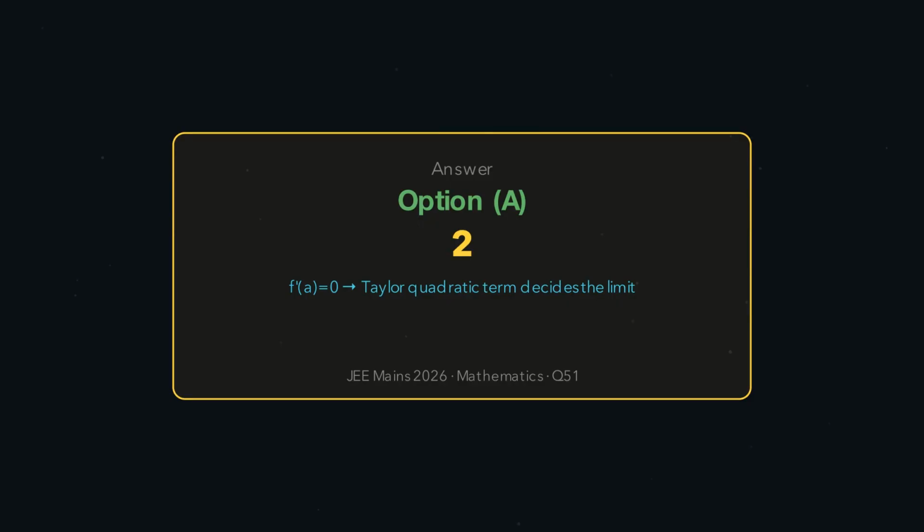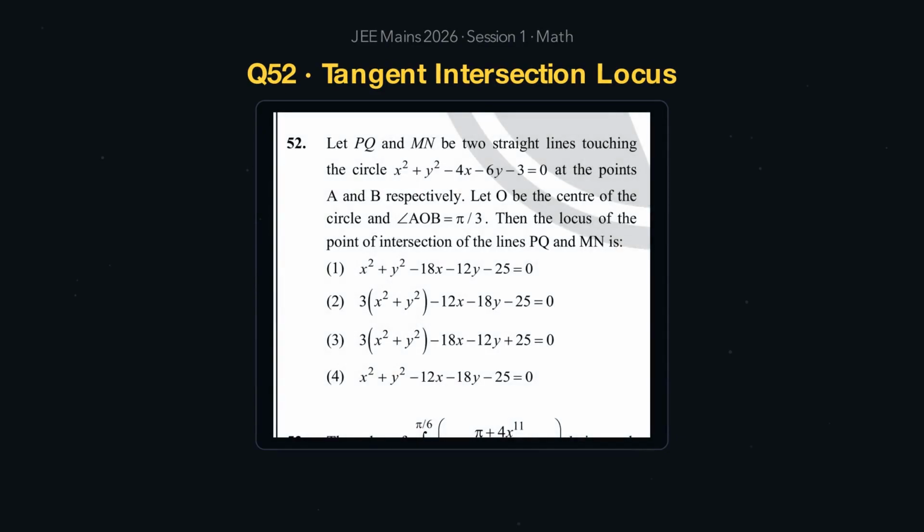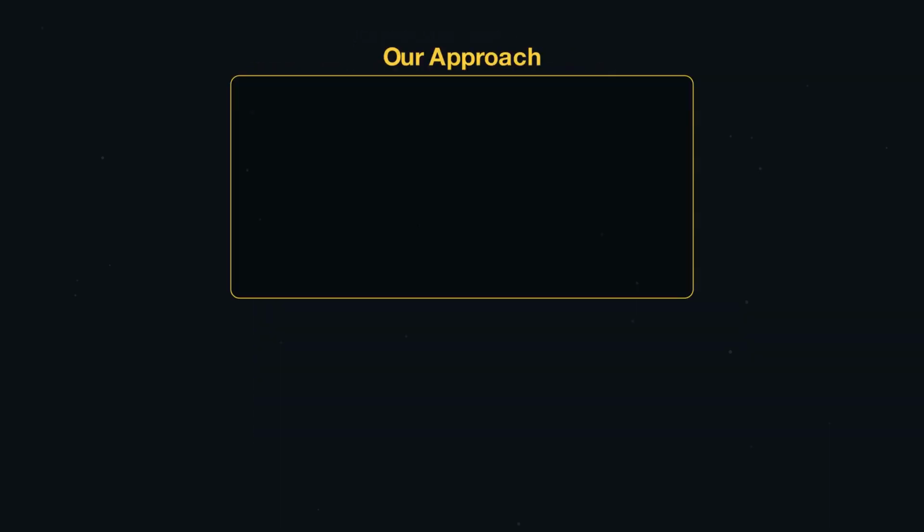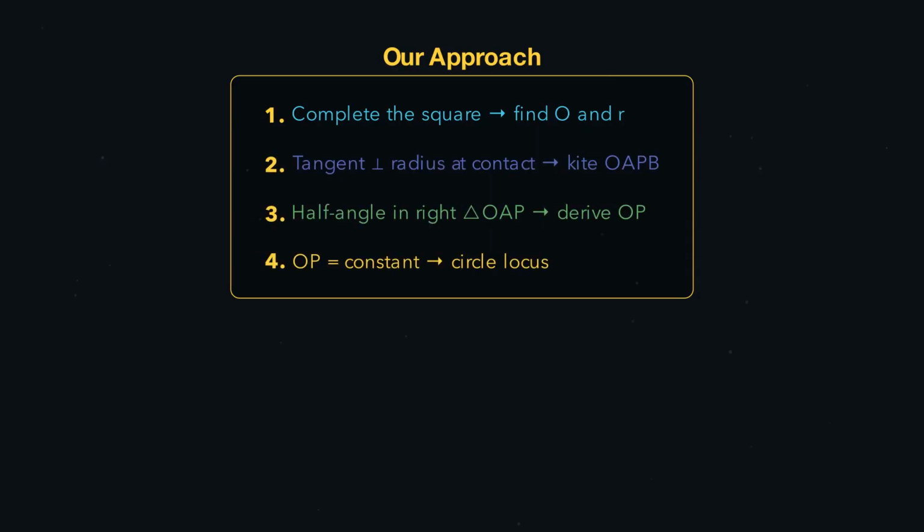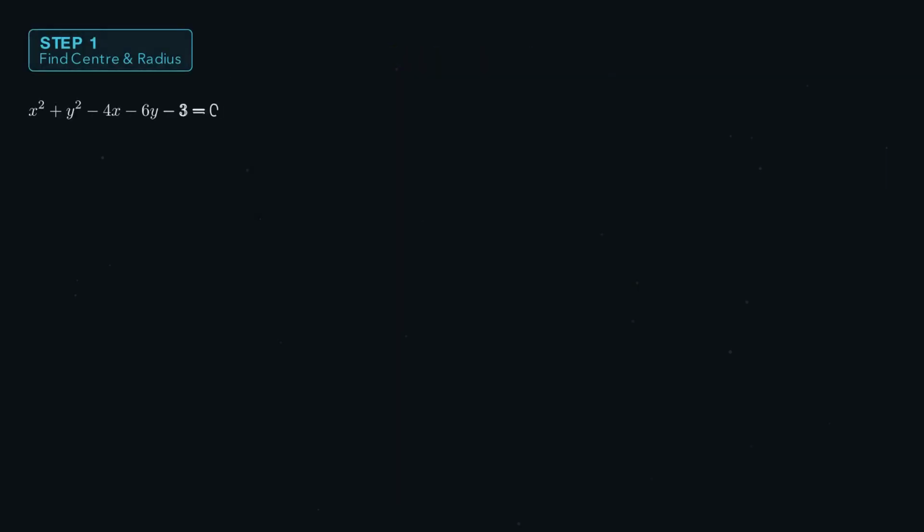Option 1 is correct. Two tangent lines to a circle meet at one point. The center sees their touch points at exactly 60 degrees. Where does that meeting point live? Here's our approach. First, we'll rewrite the circle in standard form to find its center and radius. Then, we'll recognize that the 4 points, center, the 2 tangent contacts, and the meeting point, form a kite. The key move is applying 1 trig ratio inside a right triangle. Finally, we'll read off the locus equation directly.